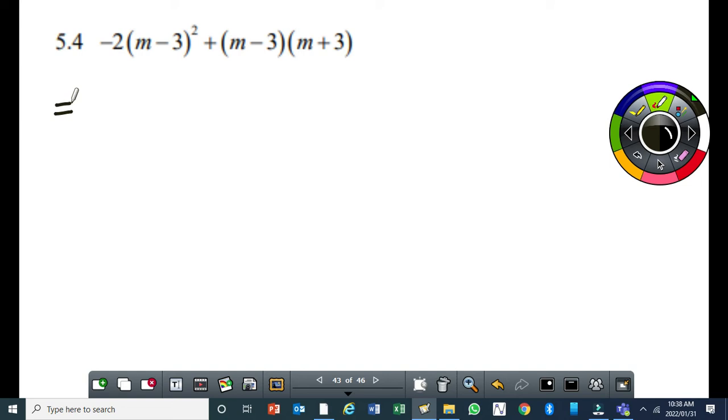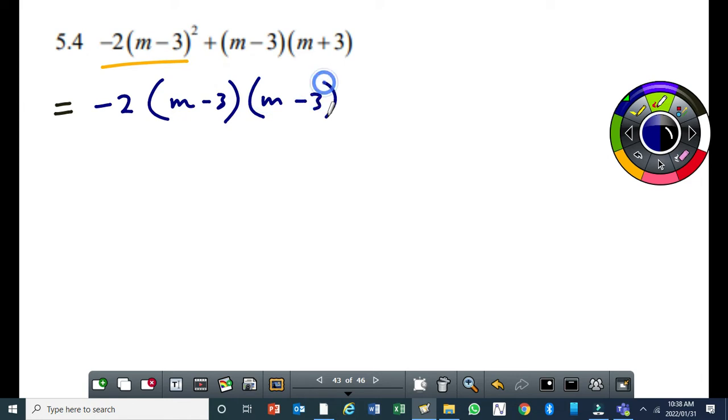We have done questions like this, so that shouldn't be a problem at all to simplify them, right? If you want to simplify this, the first thing you need to know is that the minus 2 is multiplying the product of m minus 3 squared. So we start by writing minus 2 outside the bracket, then I'll say m minus 3 times m minus 3. Okay, that's the first part of the question.